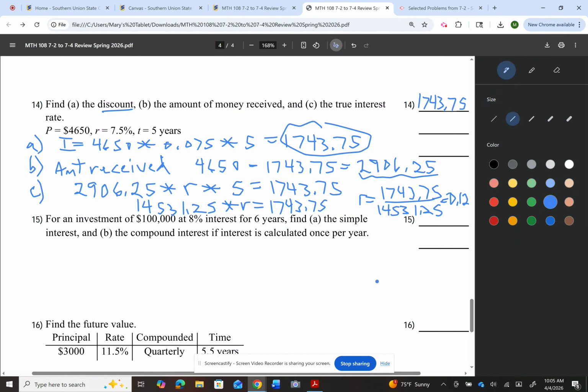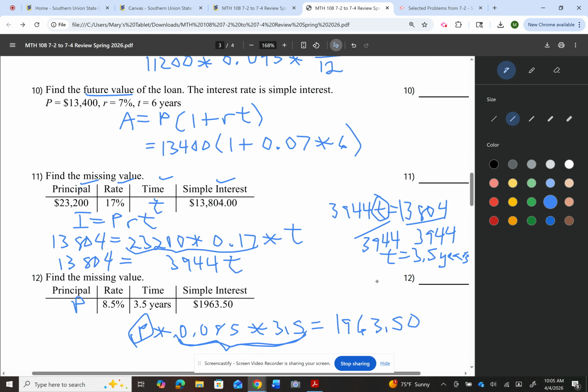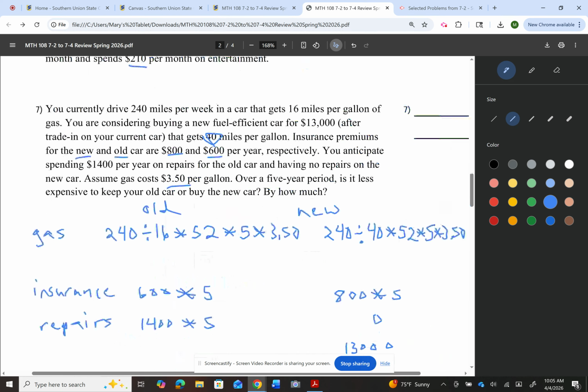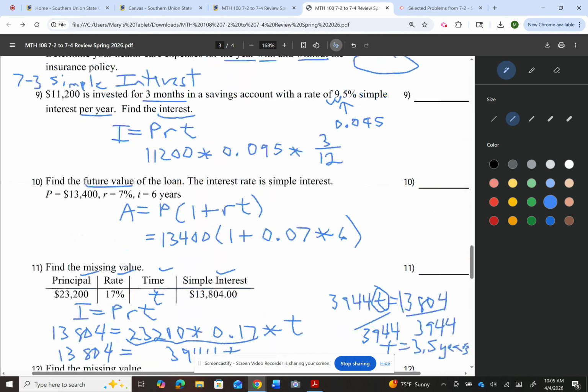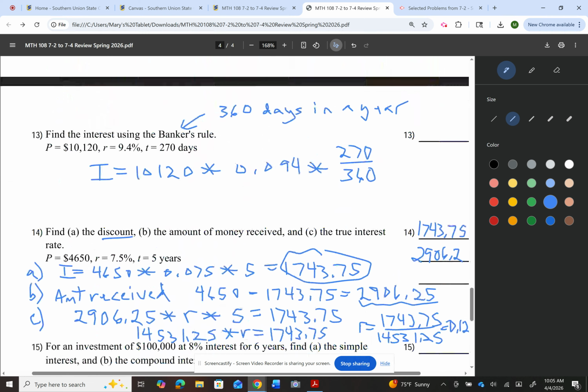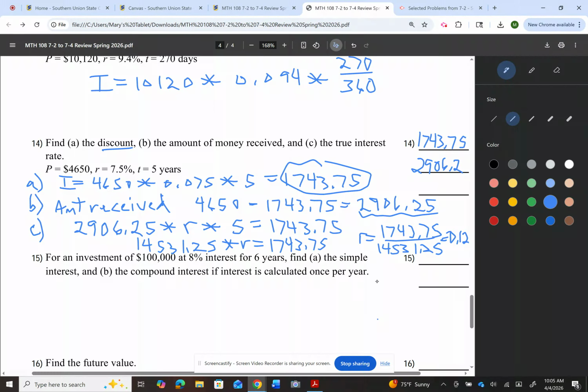So this was the 1,743.75. That was the interest you paid. This is the amount you actually received that you could use. You were taking out a loan so you could use it for something. You really only got to use the $2,906.25. And if you only really got to use that, but you paid that much interest, for 5 years, which is how long you kept the money, then that's going to be 12%, really. Not the 7.5%. That's the nominal rate.